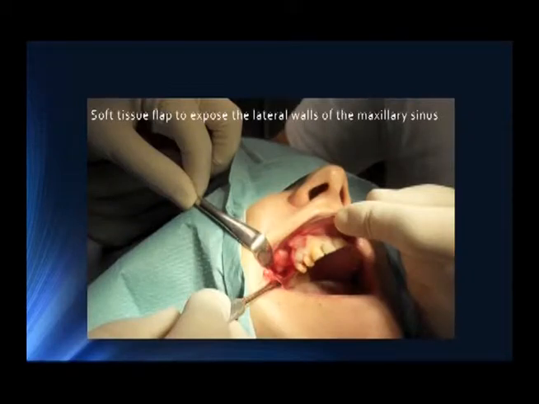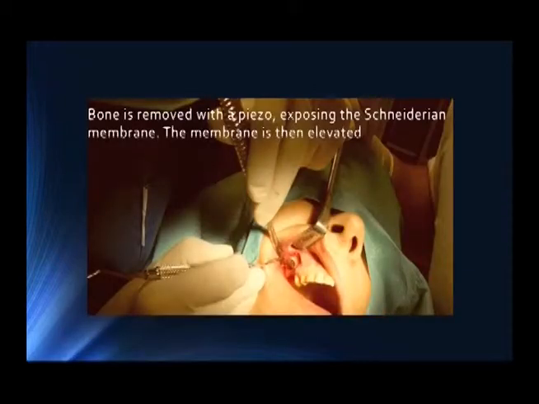So basically what happens first is they flap the tissue back. You can see in this particular picture it's quite high in the vestibule there, and you're going to expose the lateral wall of the sinus. So you're going to use a piezo to go through that wall of the bone, and then there is the membrane that is elevated. If you think of the membrane like an orange or a grapefruit, in between the sections, it's a very thin, fragile membrane, and you're going to separate that off and lift that up.